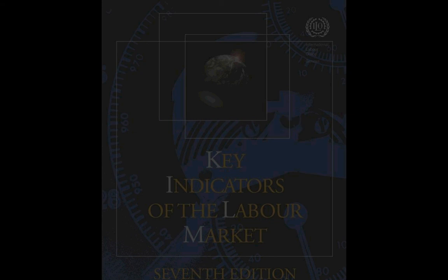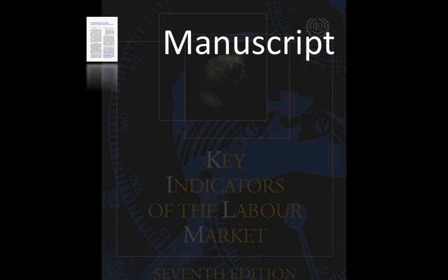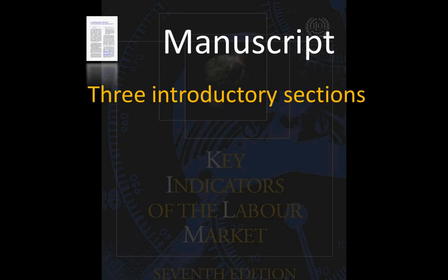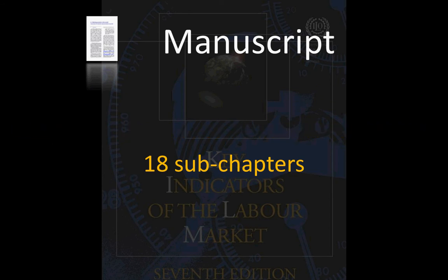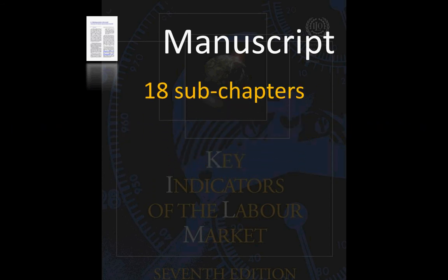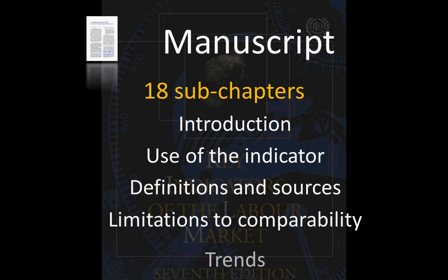The KILM has two primary elements, manuscript and data. The KILM manuscript begins with 3 introductory sections, followed by a chapter containing 3 analyses of key issues, and finally 7 chapters containing 18 subchapters, 1 for each of the key indicators. Each of these 18 subchapters consists of the following: an introduction, use of the indicator, definitions and sources, limitations to comparability, and finally an analysis of trends pertaining to the indicator.